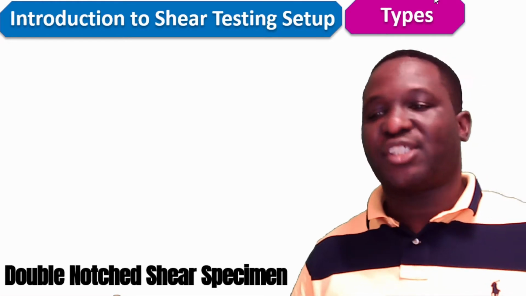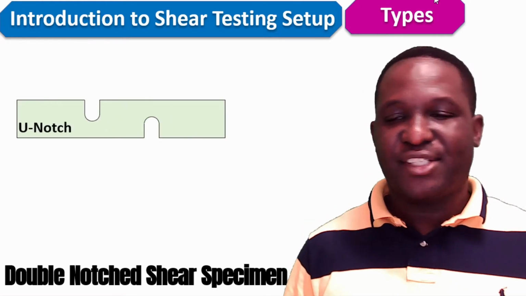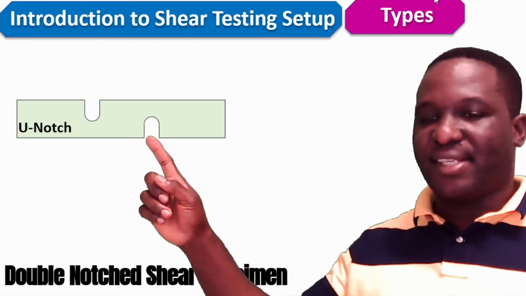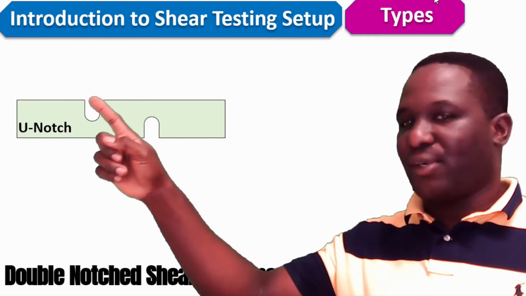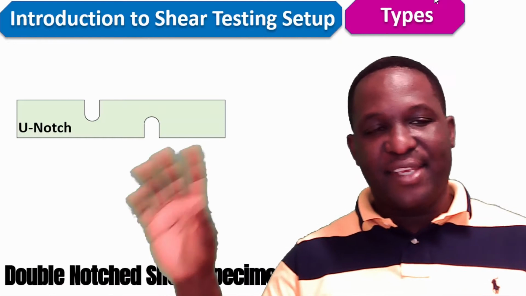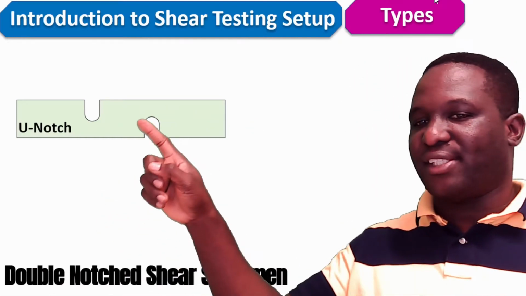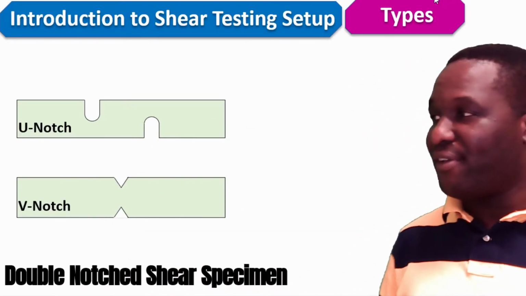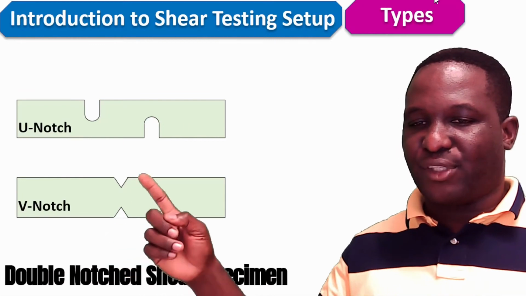It's called double notch shear specimen. Essentially, you could have a design that looks like this. It's got a notch here and a notch at this other point. Those two things are notches, and this is a U notch because if you look at the shape, it looks like a U. And then you also have a V notch, which in this case is a V notch specimen.